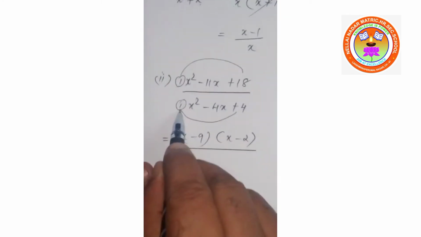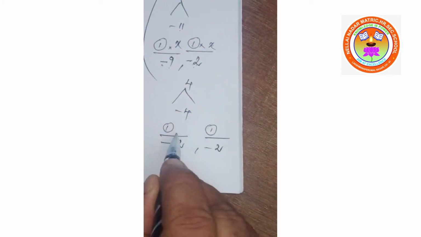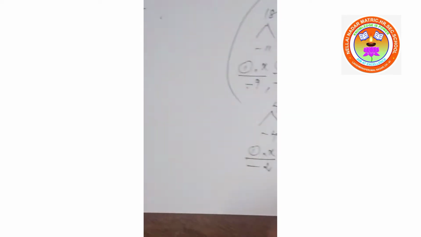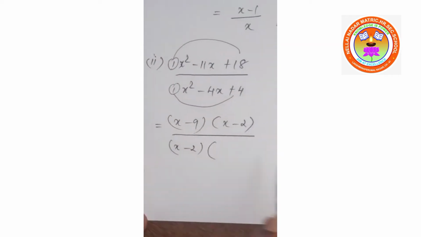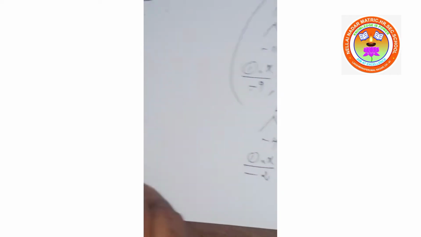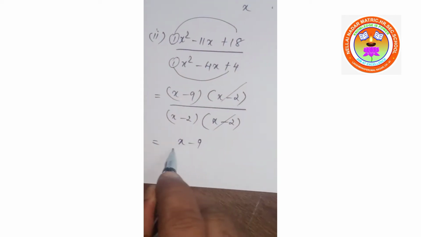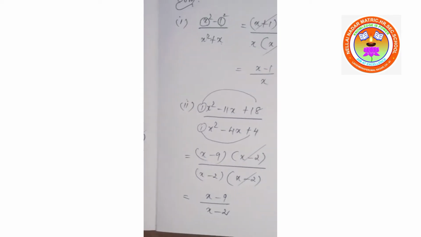Coefficient of x squared is 1. Write 1 in the numerator. Into the variable we have x, x minus 2. Again x minus 2. X minus 2 get cancelled. So what is the answer? X minus 9 divided by x minus 2. Subdivision 2 is over. Now subdivision number 3.